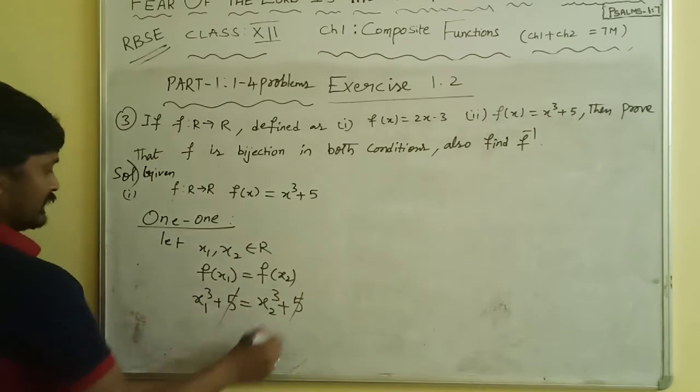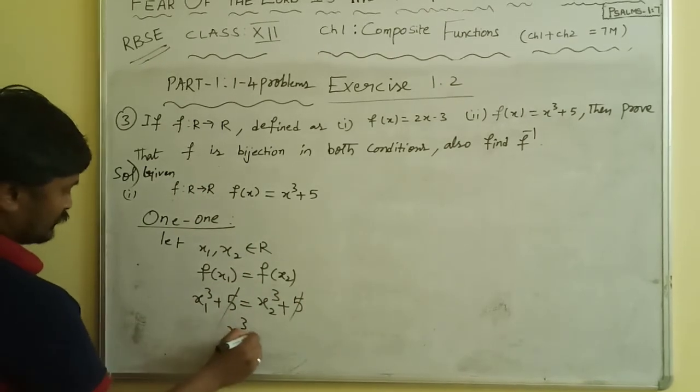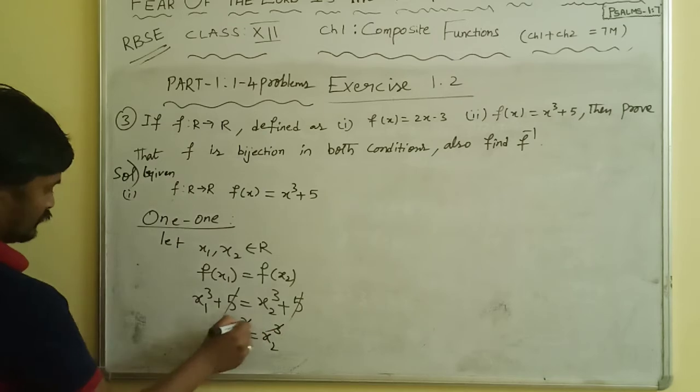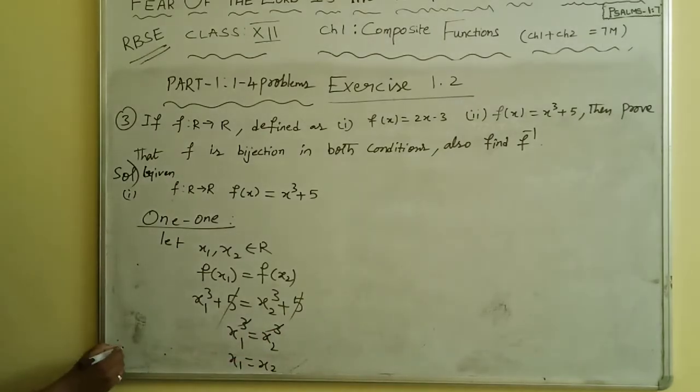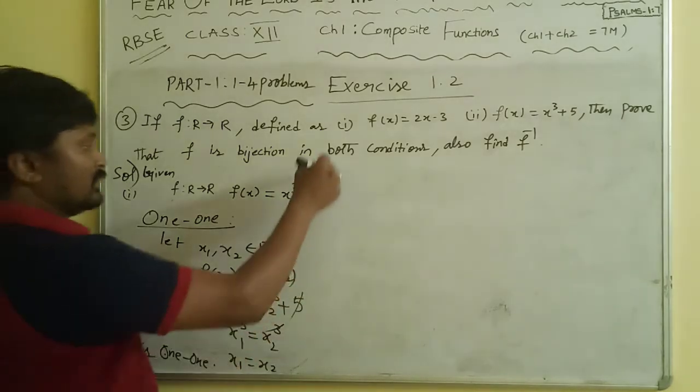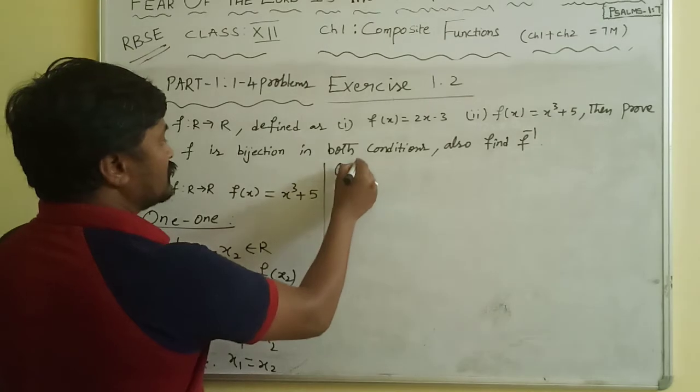So now the 5 gets cancelled. x1 cube is equal to x2 cube, which gets cancelled. x1 is equal to x2. Therefore f is one-to-one. Once it is finished, then move on to the onto function.